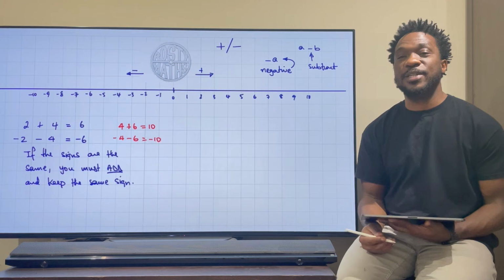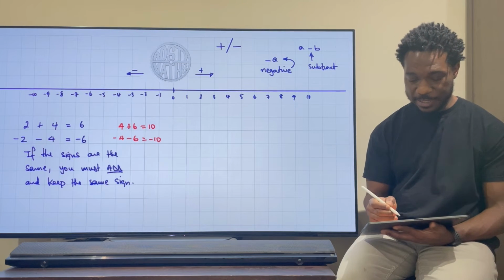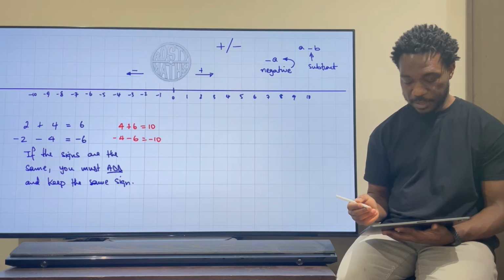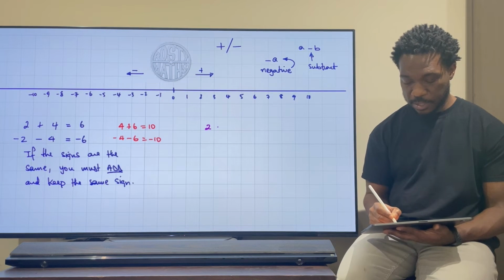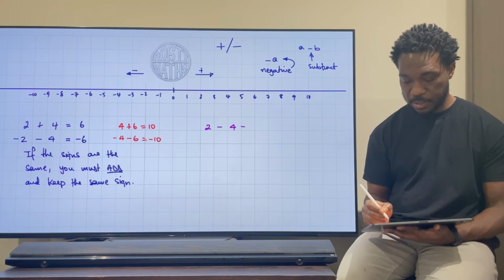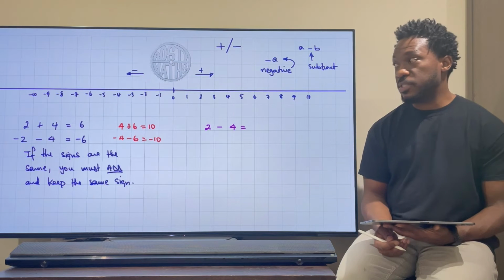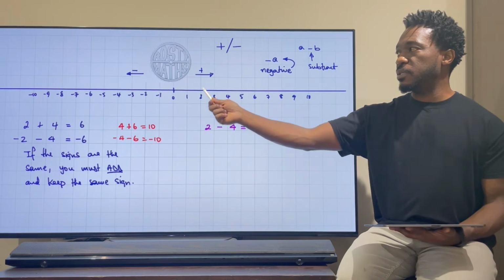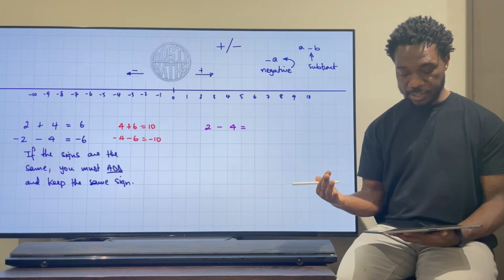Now what happens when the signs are different? So I'm going to show you a couple examples of that. What happens when the signs are different? So for this one, I'm going to take away 4. All right. So now we're going to start, first of all, using the number line. We're going to do some practice and then we're going to make some generalizations, okay?